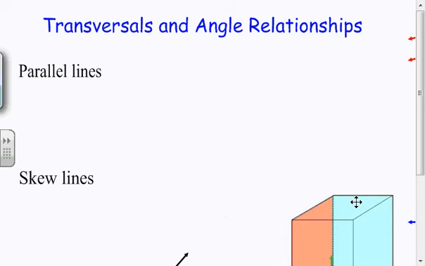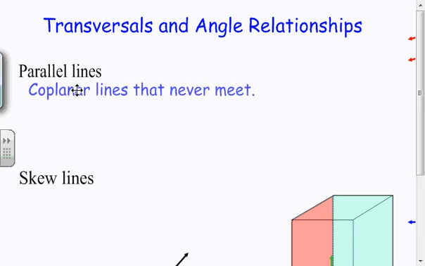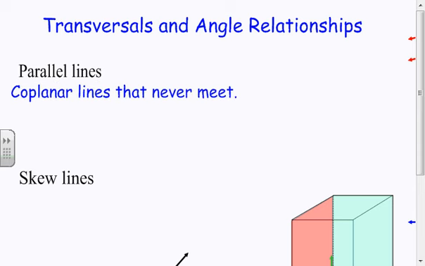Welcome, geometers. We are going to talk about transversals and angle relationships. But before I do that, I want to talk about something that you already know something about, which are parallel lines. And as you already know, parallel lines are coplanar lines that never meet. And we want to distinguish that from non-coplanar lines that never meet.